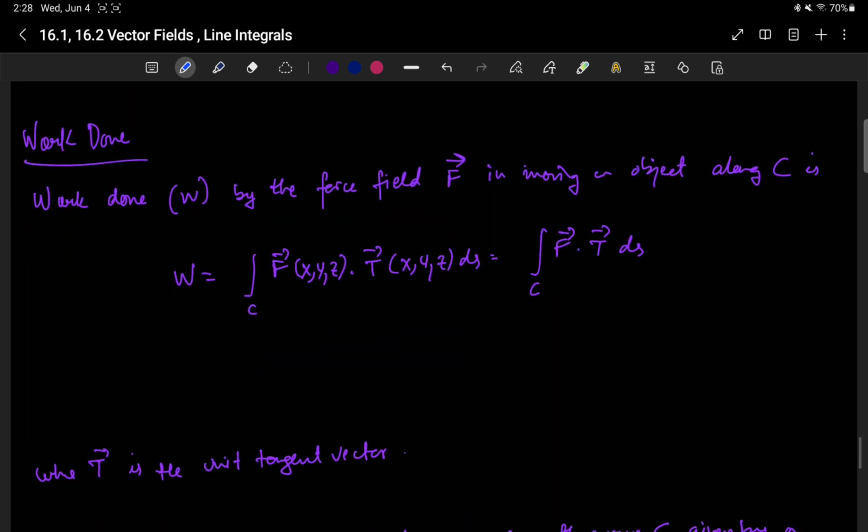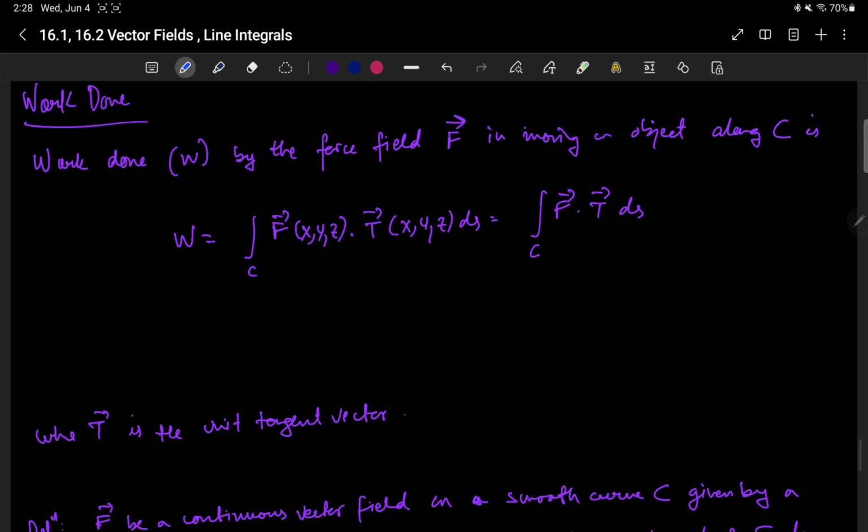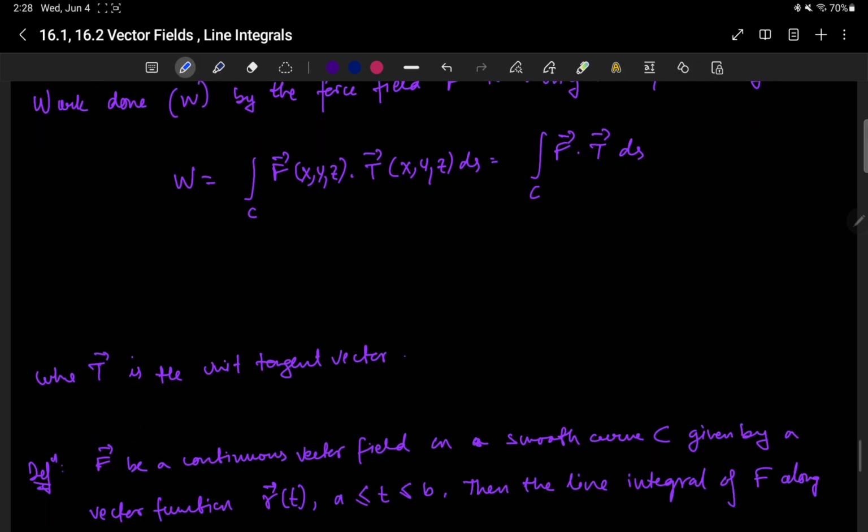Now for an application of this: work done. In physics, you learned that the work done, W, by a force F in moving an object along C is basically the force multiplied by the displacement. Right? So in this case, that would be the force vector dot product with the tangent vector, which is F dot T ds, where T is a unit tangent vector.